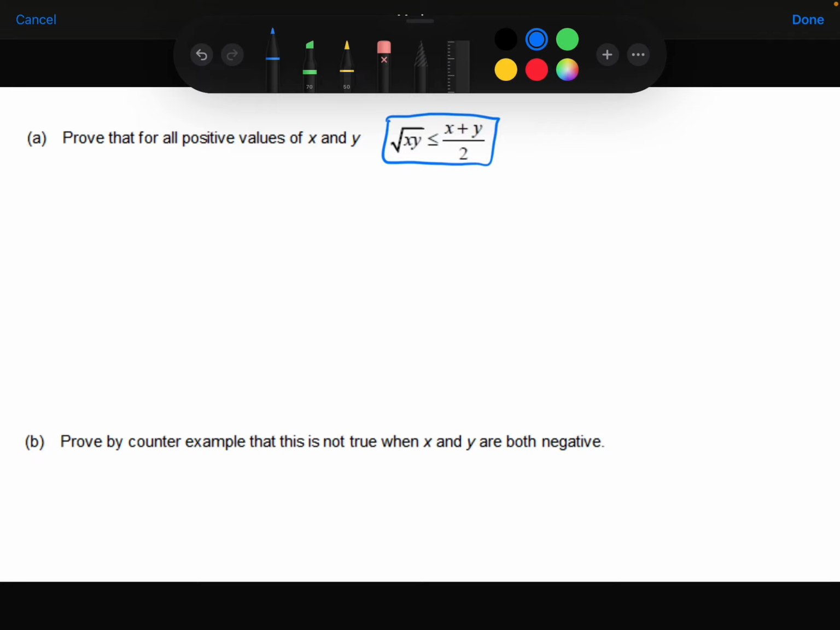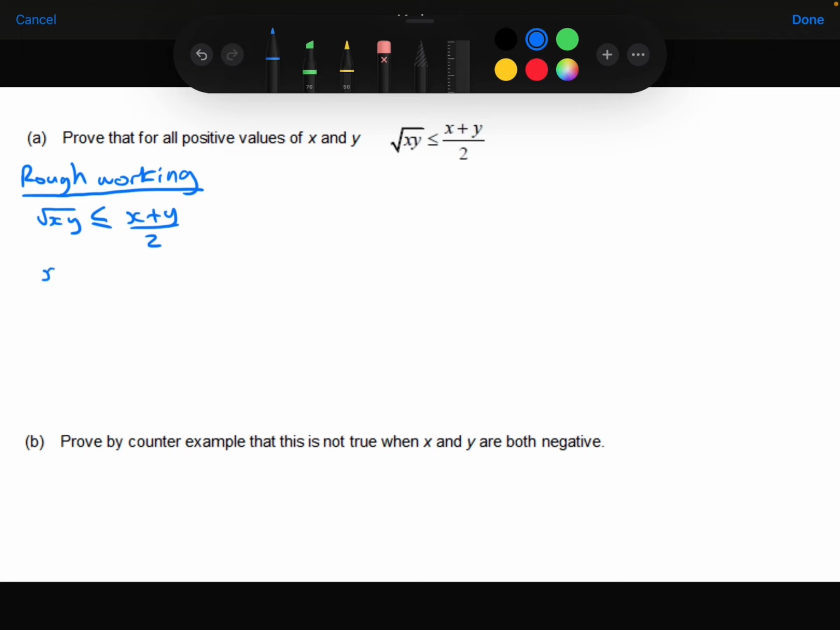So this is one of those reverse engineering questions where I'm going to do some rough working out with the answer until I can figure out a suitable starting place. So if I'm starting with root xy is less than or equal to (x plus y) over 2, first thing I might think to do is to square both sides.